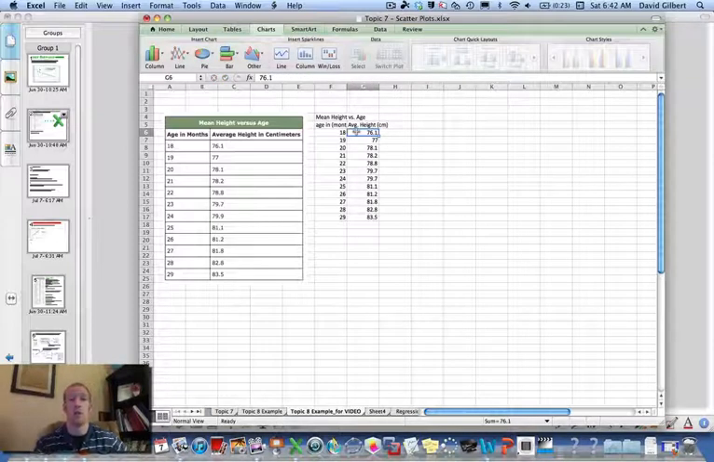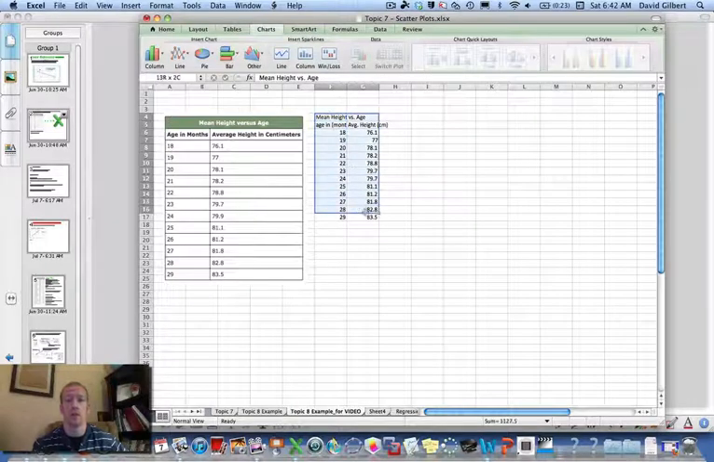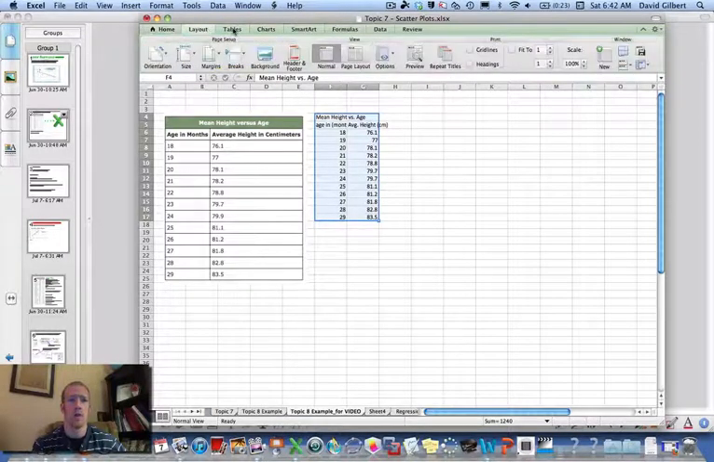So here's all you do. Make sure you pay attention to this part. I'm going to highlight, including the text, because it knows that those are titles. I'm going to highlight my numbers. I'm going to go up here to where it says home, layout, all that stuff. If you don't see those things, you click on it twice and it's there.